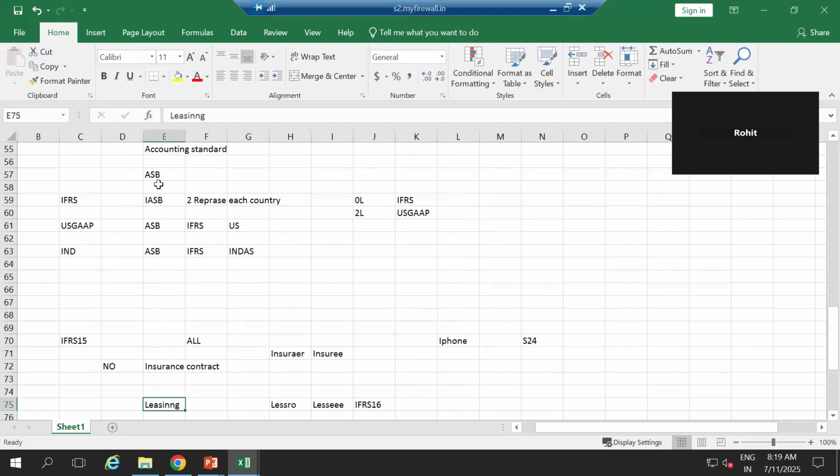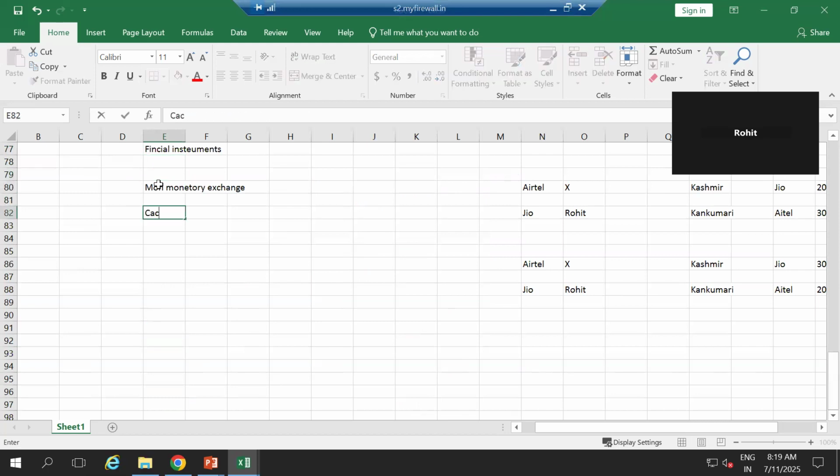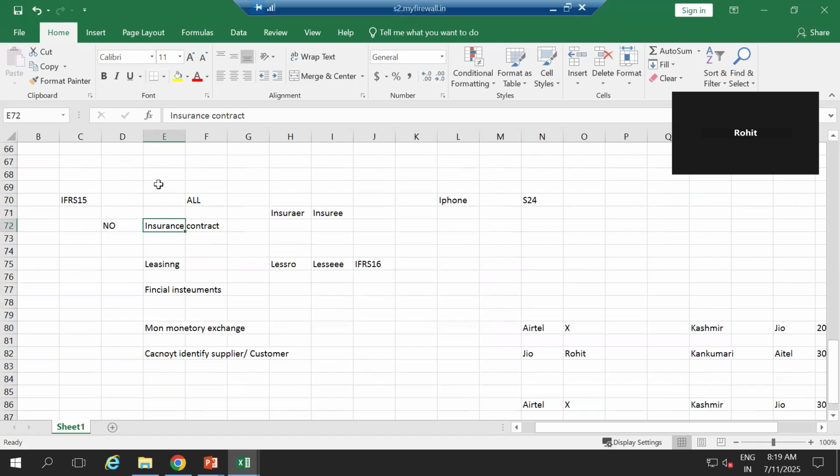So these are the exceptions where IFRS 15 is not applicable. Cannot identify a supplier or a customer. So did I give any exceptions for any industry where IFRS 15 is not applicable? Did I give any exceptions to companies or countries where IFRS 15 is applicable or not applicable?